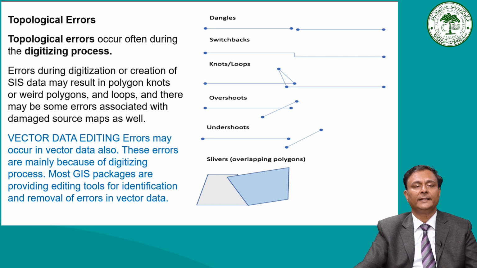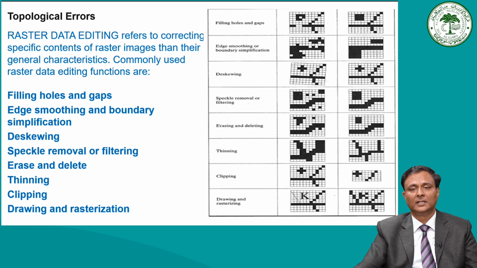Especially, vector data editing errors may occur in vector data also. These errors are mainly because of the digitizing process, because we would be digitizing in the form of, for example, shape files. The topological errors may also be dealt with in raster data editing. The spatial data error creates more problems and it is difficult to identify. Raster data editing refers to correcting specific contents of raster images rather than their general characteristics.